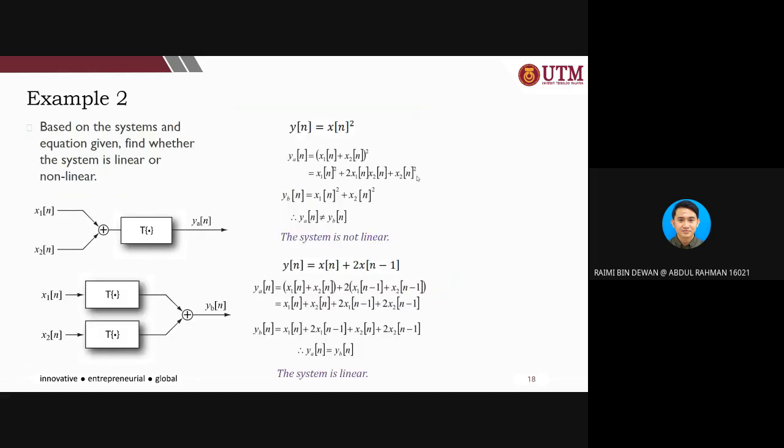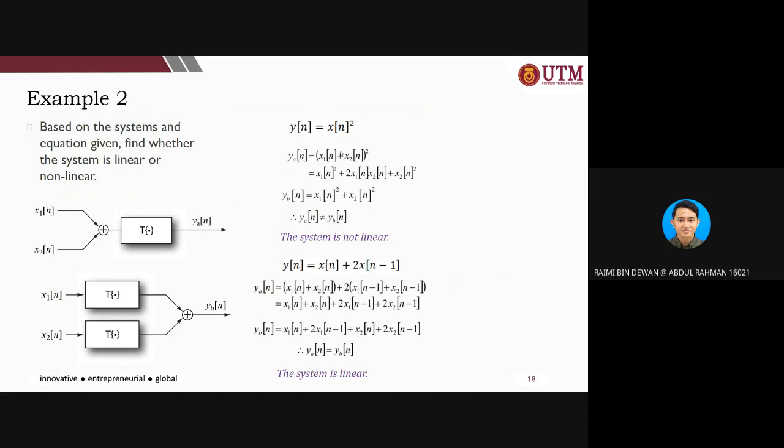Next, these are your examples. Based on the system and equation given, find whether the system is linear or not linear. You are given a similar graph just like in your previous slide. Now we test, given this equation, y[n] equals x[n] squared, with both the series and parallel connections.